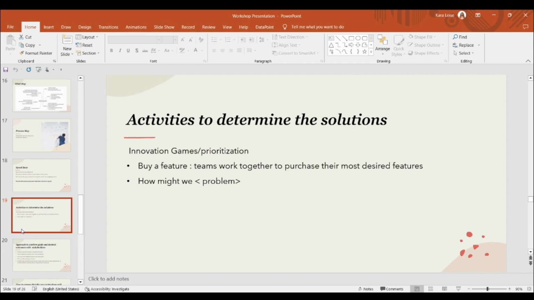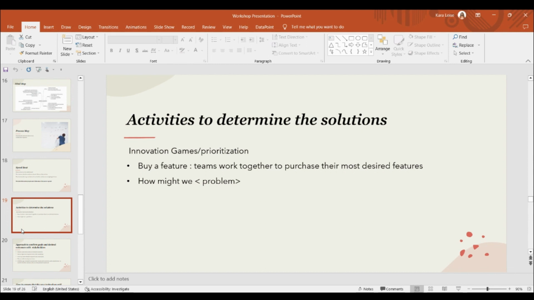Now, the other game that I think would be helpful in a workshop setting is the buy a feature game. So buy a feature is, here are all these features, but they cost money. So I'll give you some money up front and then you'll buy features and I can tell which features you find the most valuable because you put the most money on it, right? So teams work together to purchase their most desired features, make sure they can afford it.